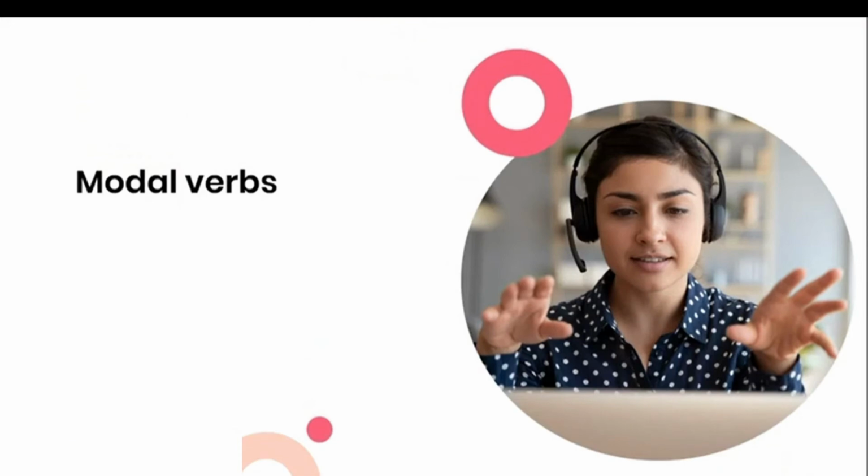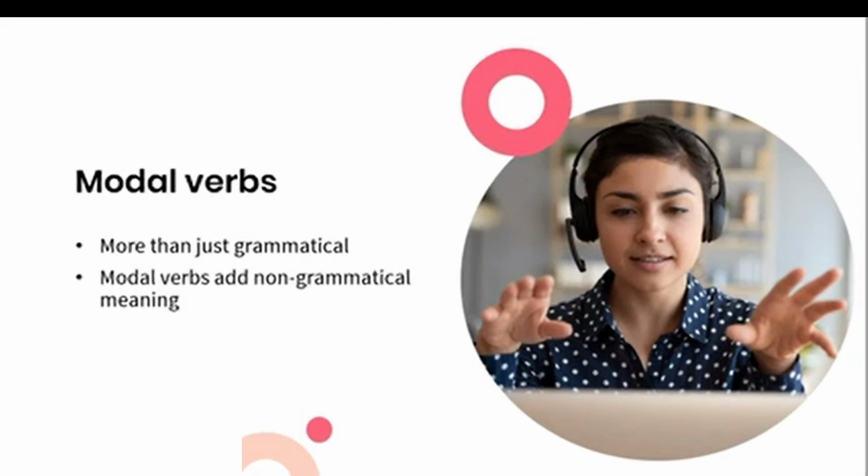There is a specific type of auxiliary verbs called modal auxiliary verbs. We can simply refer to them as modal verbs, even though they are a type of auxiliary verb. Modal verbs do more than just add grammatical meaning like tense. They add non-grammatical meaning to the sentence. For example, they can express ability, permission, or advice. Let's look at the 3 purposes of modal verbs one by one.